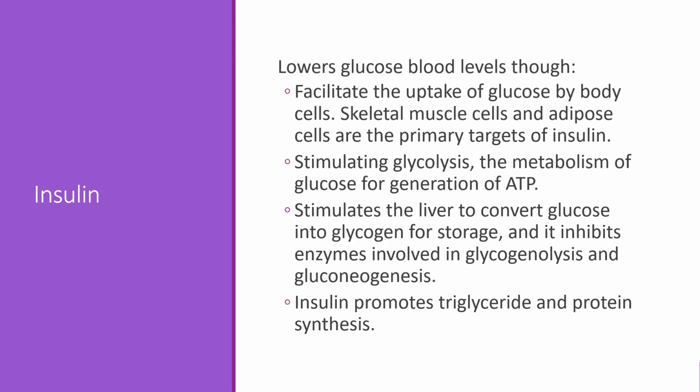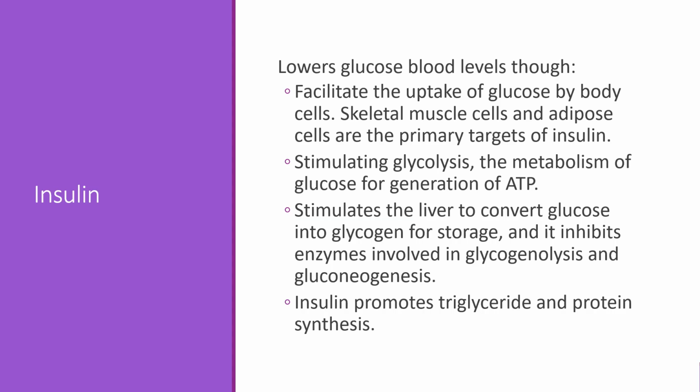Insulin is secreted by the beta cells in your pancreas, and it is going to lower blood glucose levels. It does that by facilitating the uptake of glucose by your body cells, meaning skeletal muscle cells and adipose cells. Those are the primary targets. Any excess calories that come into your body, regardless of whether they are from carbohydrate, fat, or protein, are stored primarily as fat.